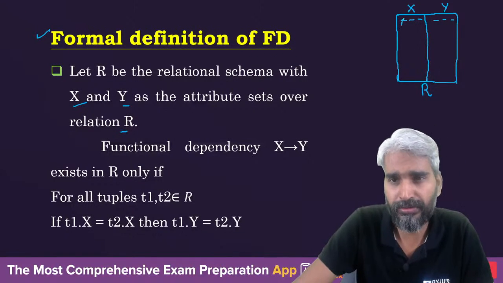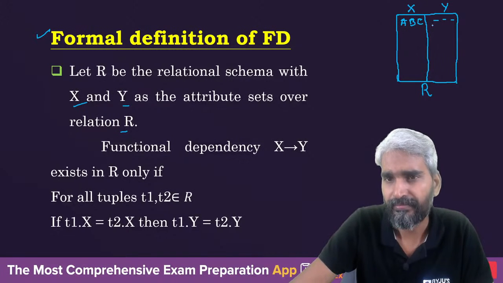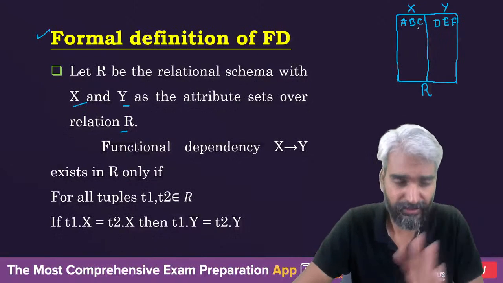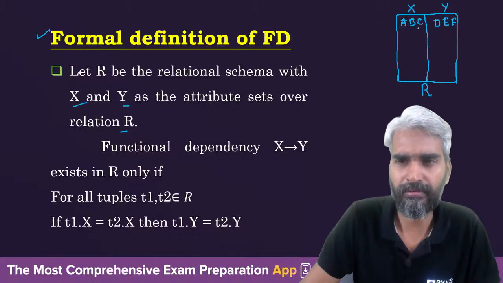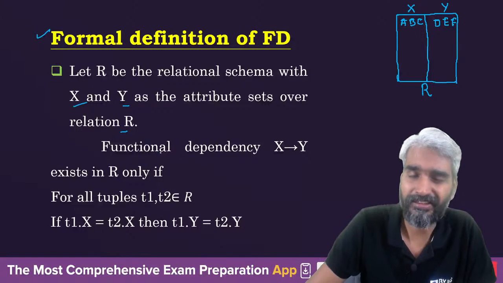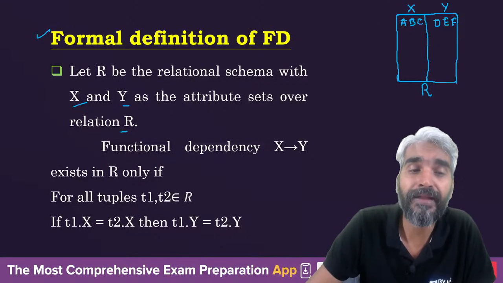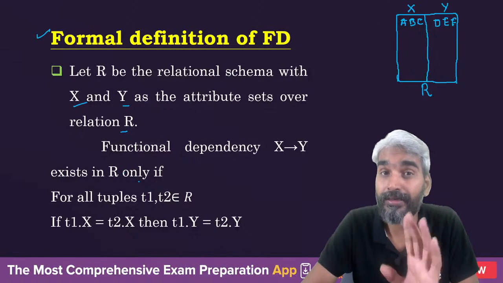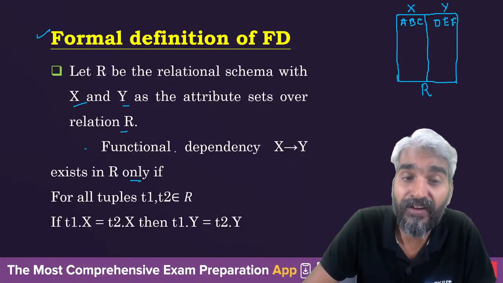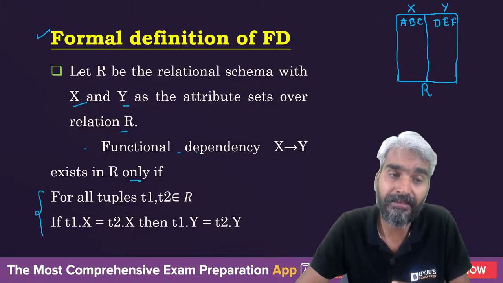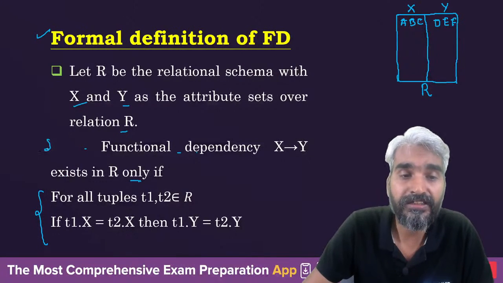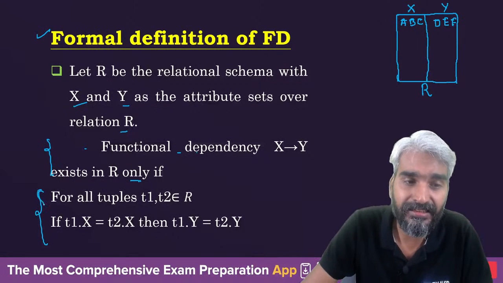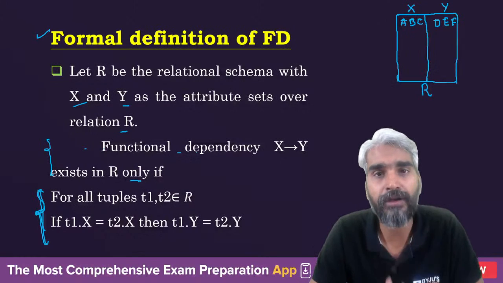So X is one attribute set. Let's assume that this is nothing but A, B, C, and this is D, E, F. They need not be equal. Don't ask, sir, should they be equal in X as well as Y? No. Any relationship. So functional dependency X implies Y exists in R only if this condition holds. This is an only-if condition. It means if functional dependency X implies Y exists, then this condition will be true.